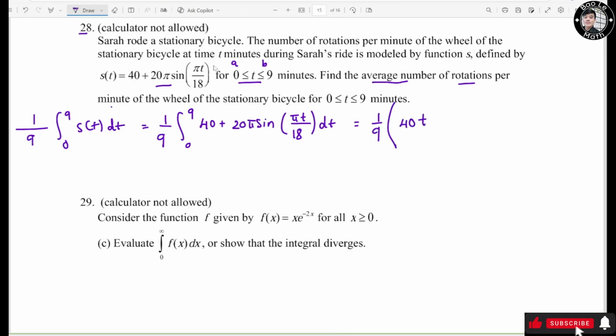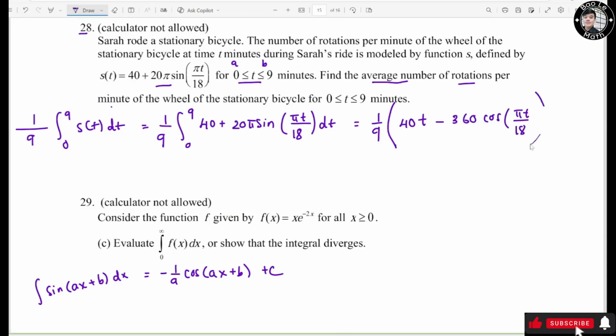Now remember, the antiderivative of sine of (as plus b) ds is going to be negative 1/a cosine of (as plus b) plus c. So keep this one in mind, right? So a in this situation is pi over 18. Now you just flip this one, it's going to be 18 over pi, right? It turns out to be negative 360 cosine of pi t over 18, right? Evaluated from 0 to 9, right?